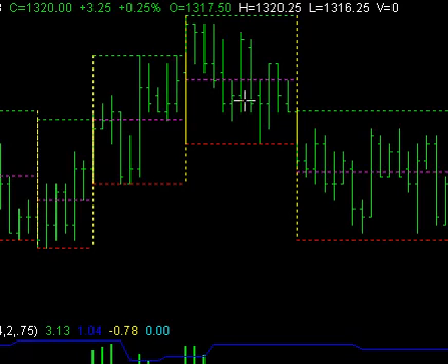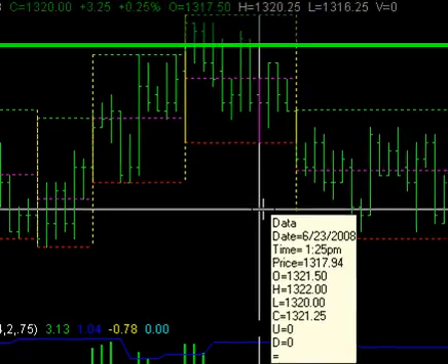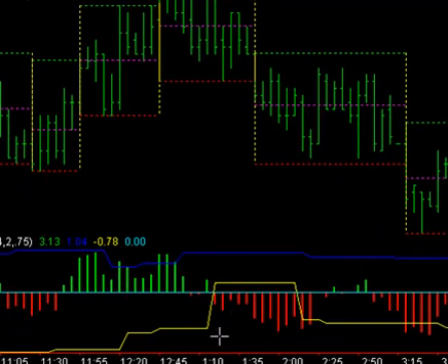Also, in this part of the box, you can see that the histogram already turned red. The oversold line, the yellow line here, moved way up here, which is a very good early indication that the equity is going to move down.